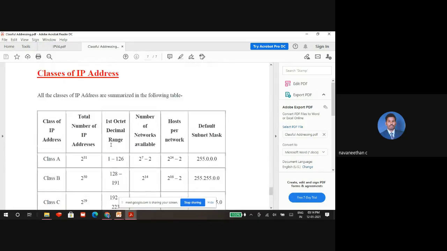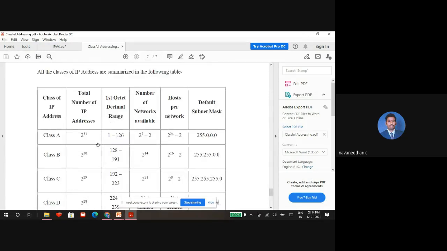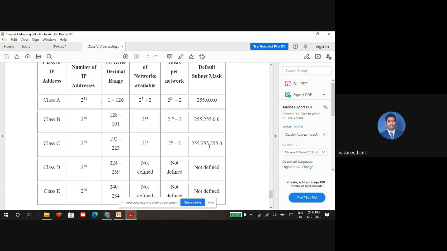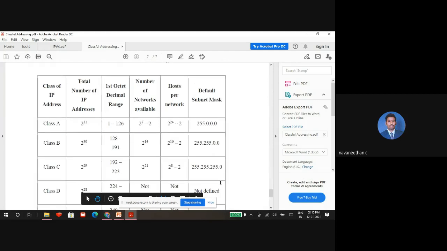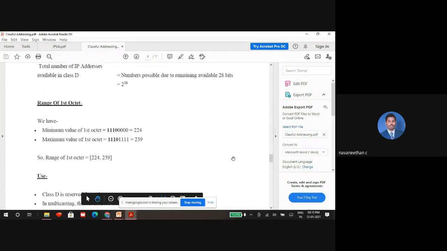Okay, and to summarize, this is a summary of all the IP classes. For class A, the total number of IP addresses is 2 to the power 31, then the first octet decimal range, total number of networks available, and total number of hosts available. The default mask is very simple, you might have known it. It depends upon the net ID; the remaining bits will be 0. For class A, the net ID is the first byte. Net ID will be the first 2 bytes for class B, the remaining will be 0. The first 3 bytes will be the net ID for class C, and the remaining will be 0. And we are now defining this with respect to class D as well as class E. Clear, students? Okay, any doubts? If you have any doubts, you can ask me.